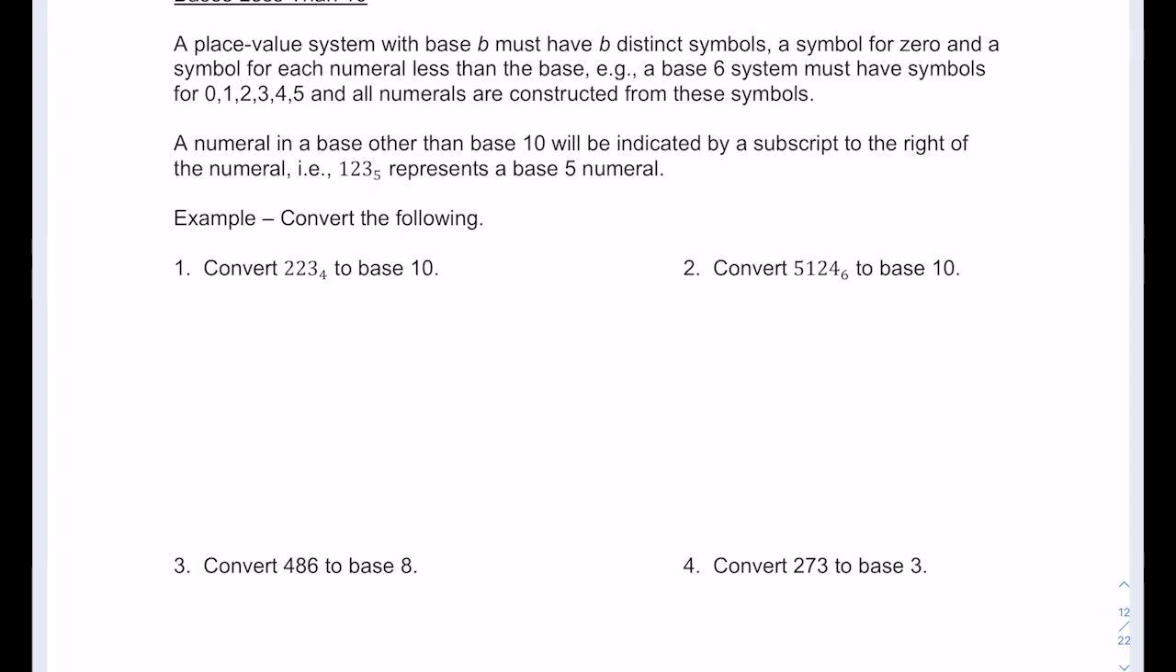So let's practice converting different bases back to the base 10, which is the base we're familiar with. So here we've got base 4. That's what that 4 represents. Okay, and in base 4, remember the positional values would be 4 to the third, 4 to the second, 4, and then 1, right? If I was to think about that.